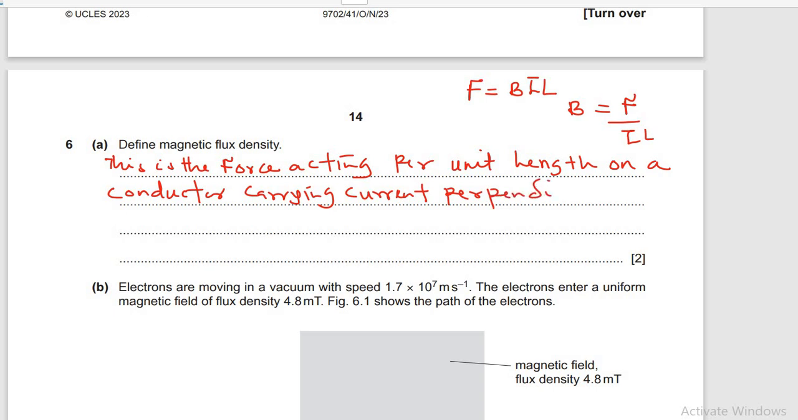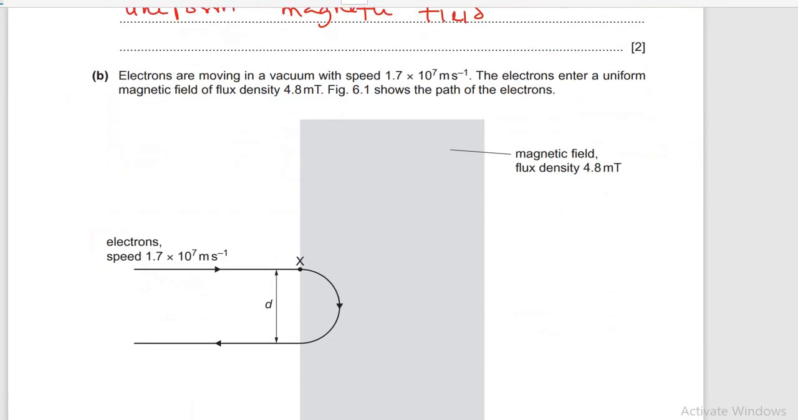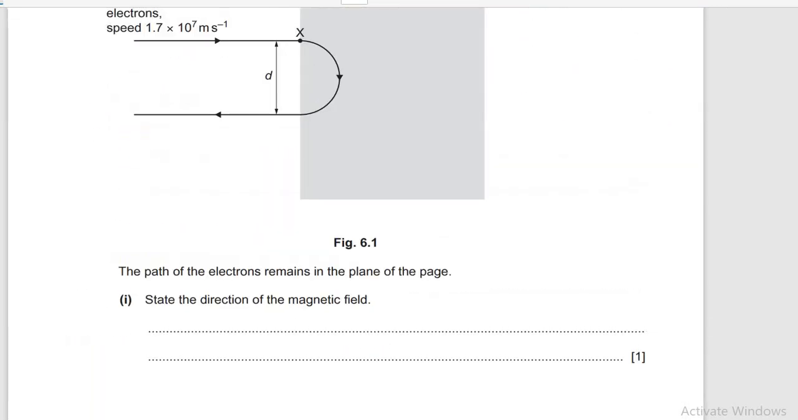On a conductor carrying current perpendicular to a uniform magnetic field. So the magnetic flux density is the force acting per unit length on the conductor carrying current perpendicular to a uniform magnetic field. Let's go to the next one.